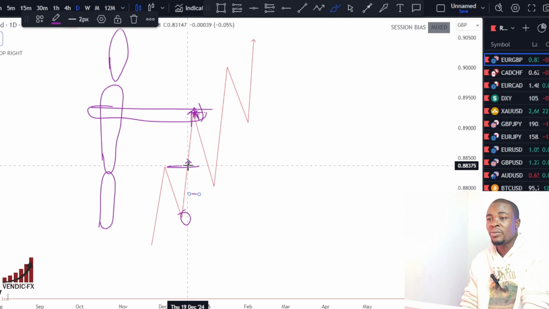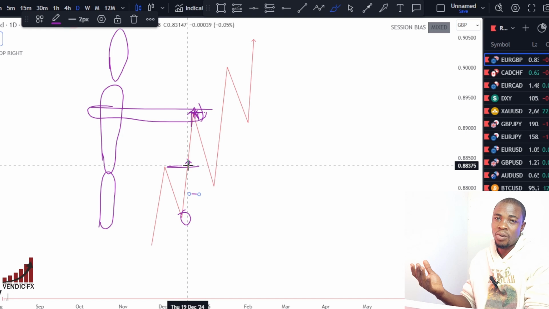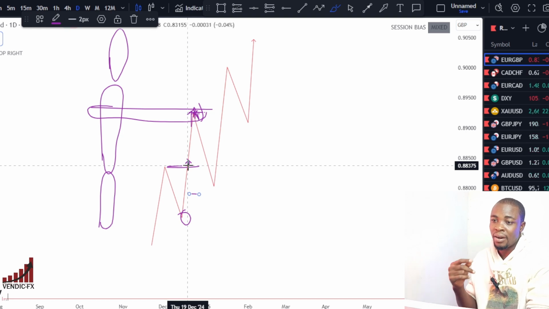So how will this really impact our trading? It will impact our trading because you can't go and continue buying at a target zone. When you get to a target, you are required to exit all your trades. If you get to a target zone, you are required to exit all your trades and wait for the next market structure.